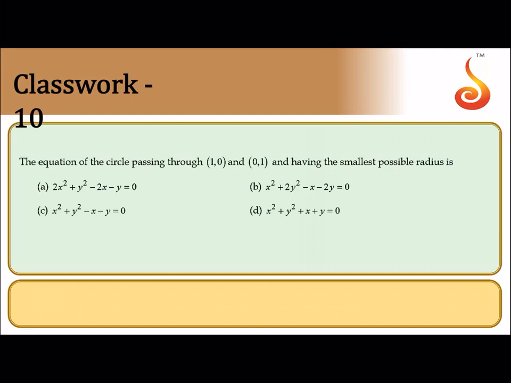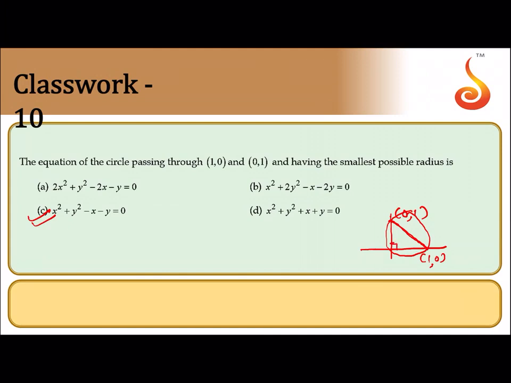Next, the equation of a circle passing through 1, 0 and 0, 1 having the smallest possible radius. If we draw a circle, it is passing through 1, 0 and also through 0, 1. So you join these points. These are the extremities, and the circle is the smallest when this is a diameter. So option C is correct.